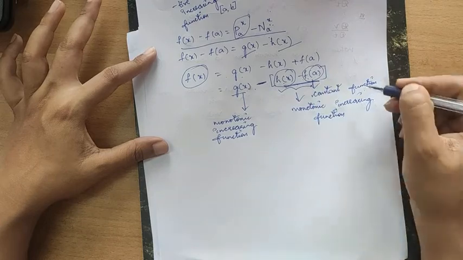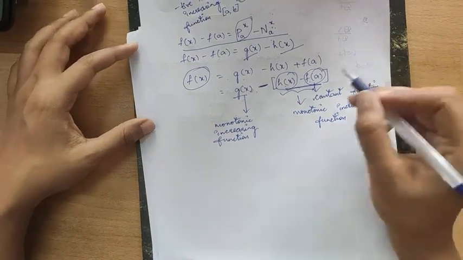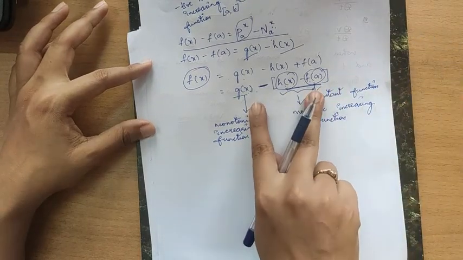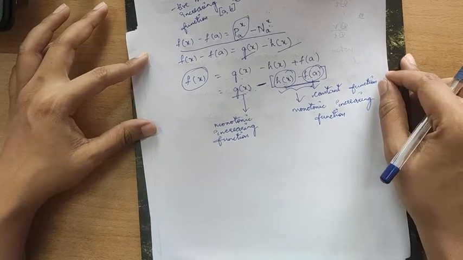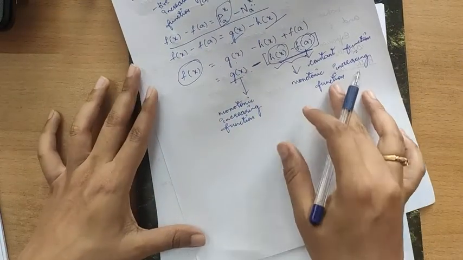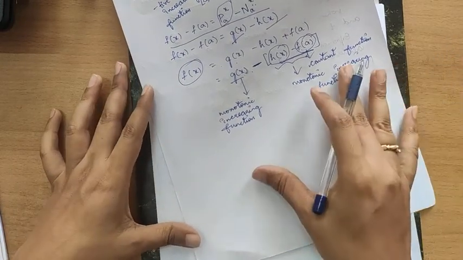Your f of a is some constant function. It will have some constant values. So this is an increasing function. So you will get the difference of two increasing functions is equal to f of x. That means f of x can be expressed as two monotonic increasing functions.